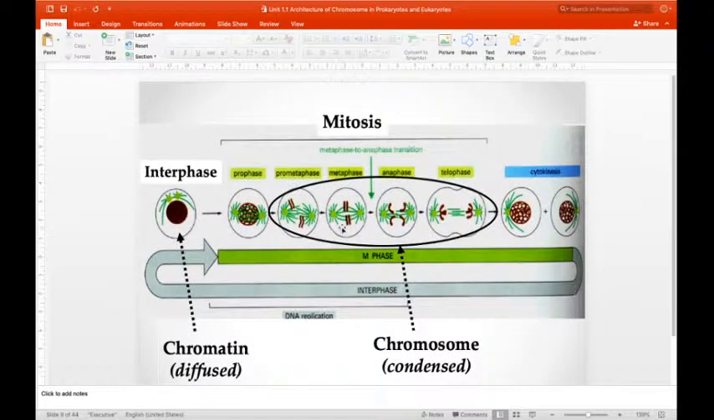In interphase, your chromatin is in a diffuse state, but as soon as the mitotic phase starts, it goes from metaphase to telophase with the separation of the two cells in cytokinesis. Here your chromosome is condensed, and here it is diffused.